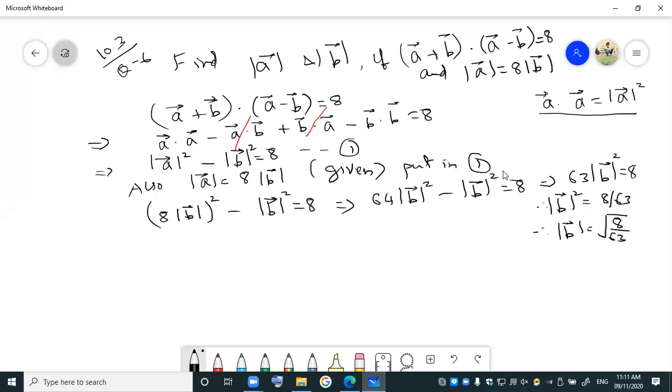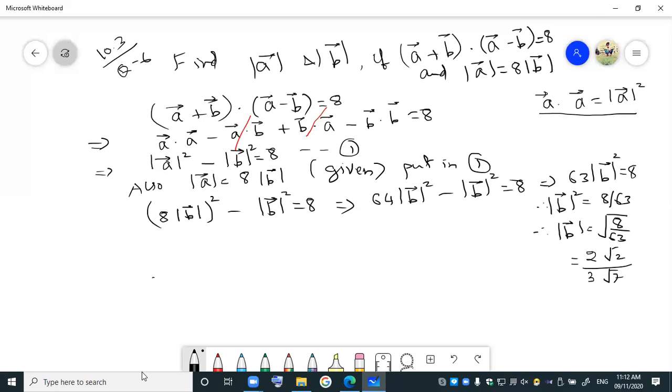8 can be written as 4 times 2, so 2 root 2 will be left in the numerator, and the denominator will become 9 times 7, that is 63, so 3 root 7. So 2 by 3 root 2 by 7, we can write. So this is the magnitude of B.